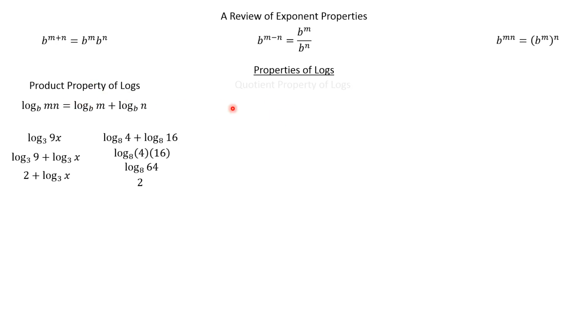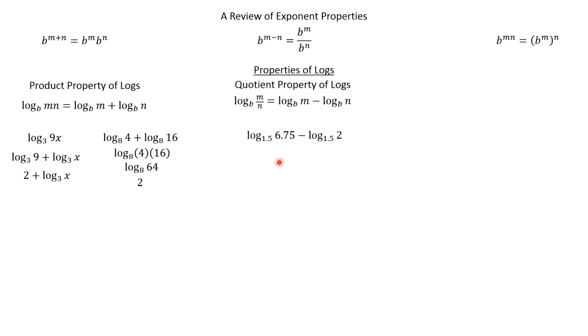So the next property is going to be the quotient property of logs. That means, so here we had multiplication, now we're going to be dividing two things. With multiplication, we added, so with division, we're going to subtract. It works exactly the same as these guys. So let's look at an example.